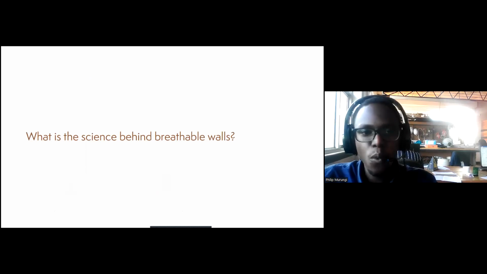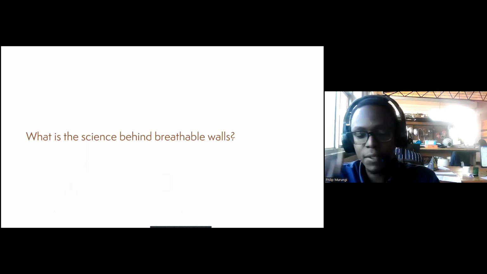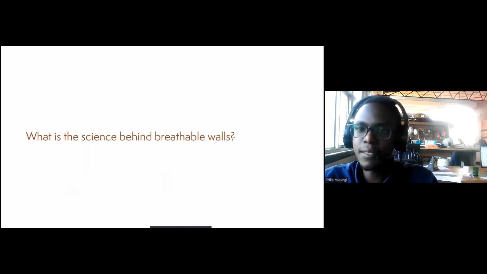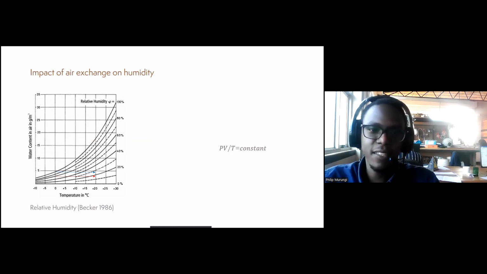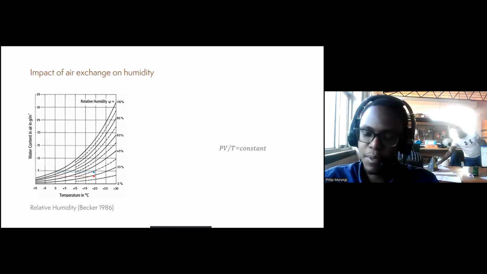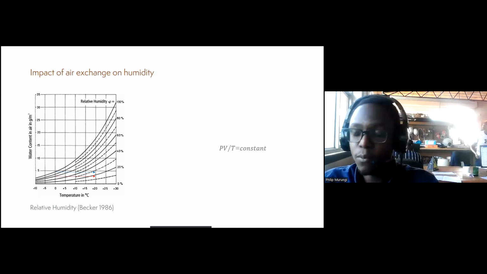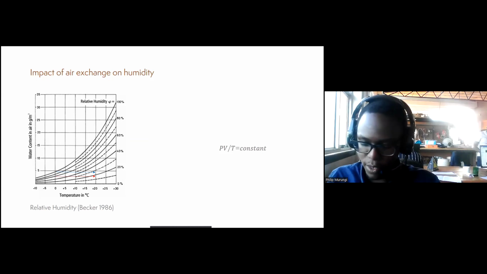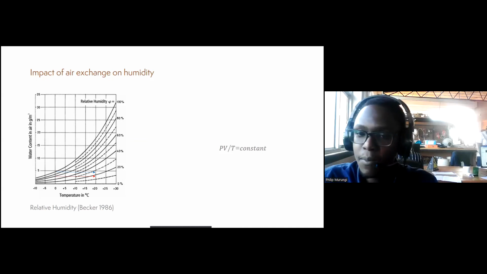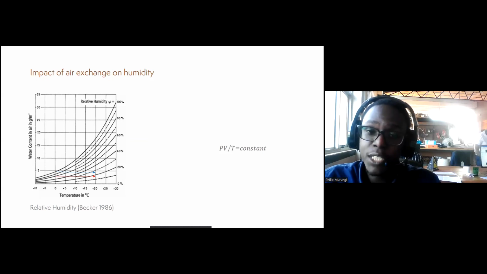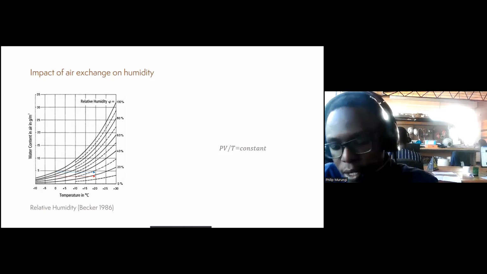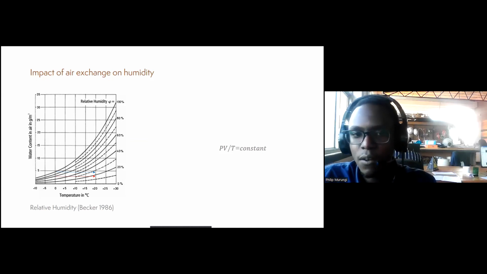So then, what is the science? Having seen why we care and how it affects our breathing, what is the science behind these breathable walls? The science, to take you back a bit to your A-level physics or your O-level chemistry, is basically based on Boyle's law. I hope everyone who's done ordinary level physics knows Boyle's law. It basically says that the relationship between pressure, volume, and the temperature of a gas is constant.